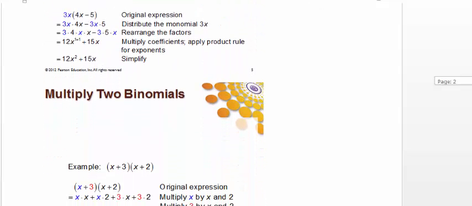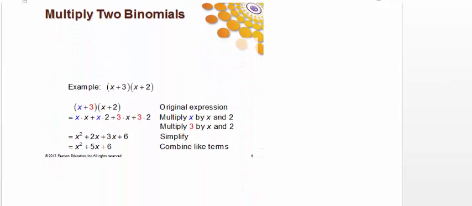Now when I multiply two binomials, I'm actually using the distributive property twice. So x has to get multiplied by x. x also has to get multiplied by 2. 3 has to get multiplied by x. 3 also has to get multiplied by 2. So notice I wind up with x^2 plus 2x plus 3x plus 6. Combining like terms gives me x^2 plus 5x plus 6.